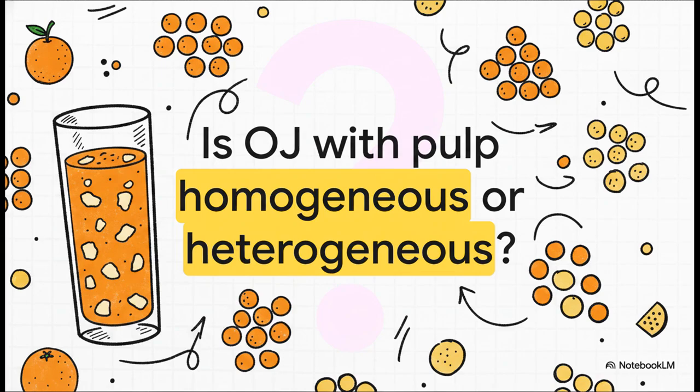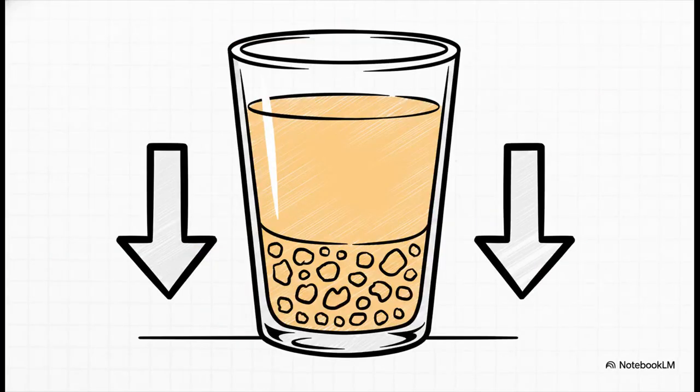Think about a tall, cold glass of orange juice with pulp. Is it homogeneous or heterogeneous? I want you to really think about this for a second before we move on. It's a liquid. It looks mostly orange. What do you think? Well, here's the answer. Orange juice with pulp is a tricky heterogeneous mixture.